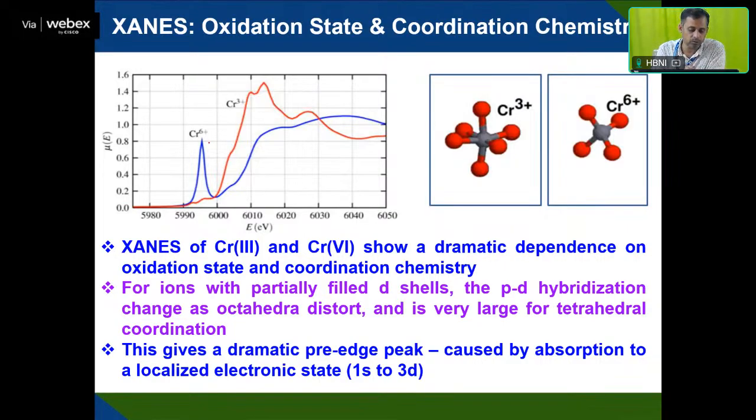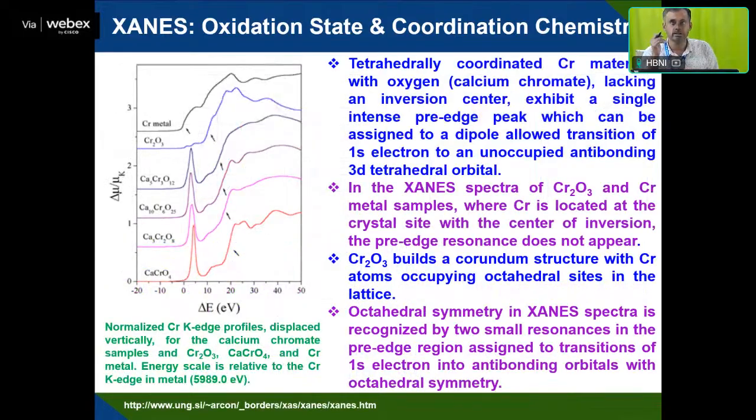You can see here it is chromium +6, the blue one, and chromium +3. This one is tetrahedrally coordinated, and this one is octahedrally coordinated. You can see in the X-ray spectra a sharp pre-edge peak here in the tetrahedral case, but in the octahedral chromium 3+ that peak is absent. Because of this dramatic dependence on oxidation state and coordination chemistry, you can find out different oxidation states using this X-ray spectroscopy.